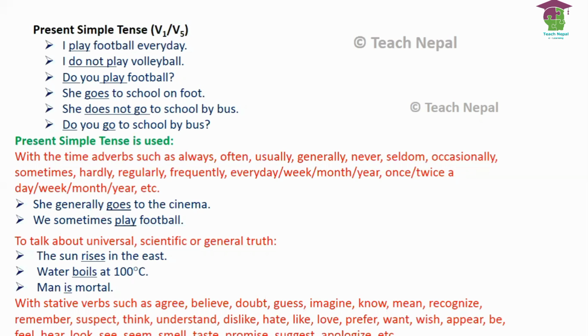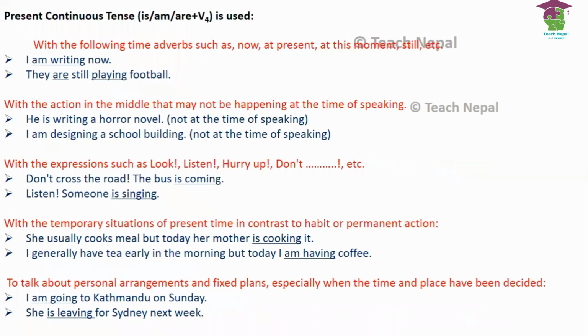Similarly, present continuous is used for things which are happening at the same time as speaking. Subject plus be verb plus verb form should be used there with its object extension. I'm writing a letter now, right? They're still playing football, right? So this is what we call present continuous.